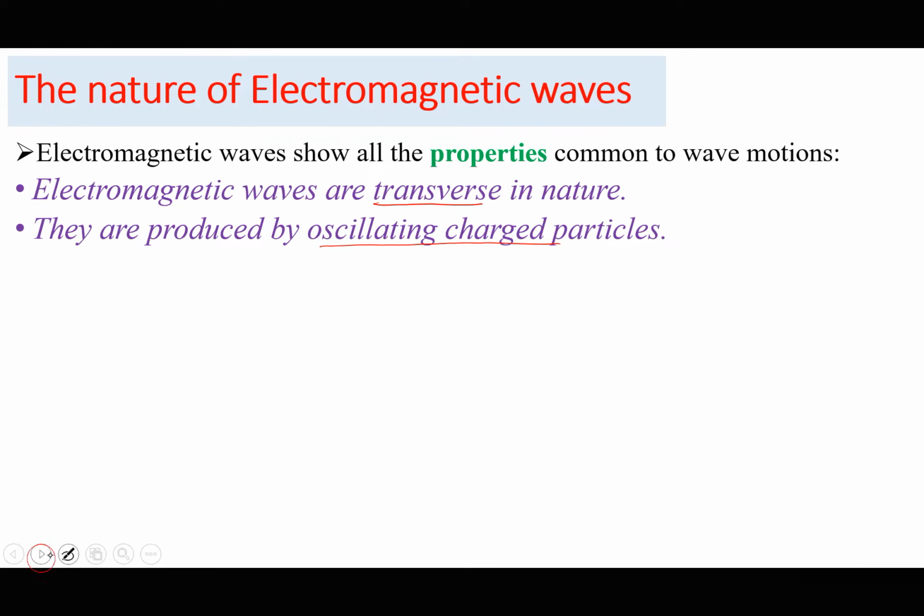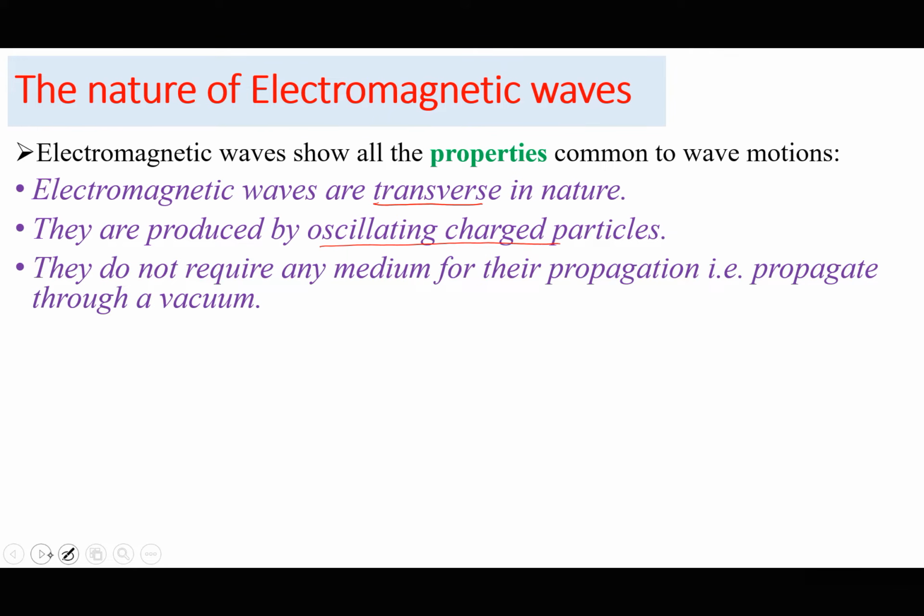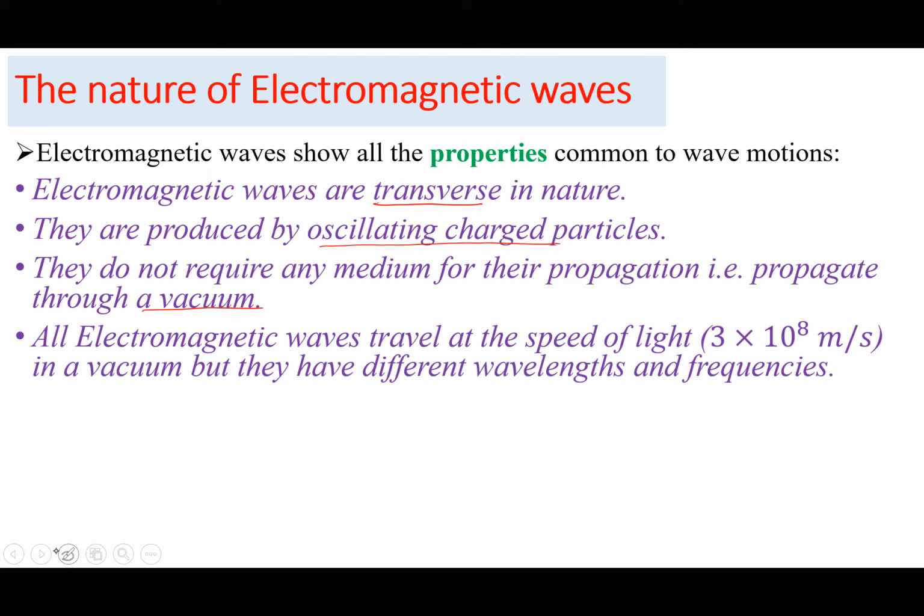Number three, electromagnetic waves do not require any medium for their propagation. In other words, we know that these can go through a vacuum. Of course, they travel at the same speed, the speed of light, which is 3 times 10 to the power of 8 meters per second in a vacuum. But because the speed is constant, from v equals lambda times f, it means their wavelength and frequencies vary.